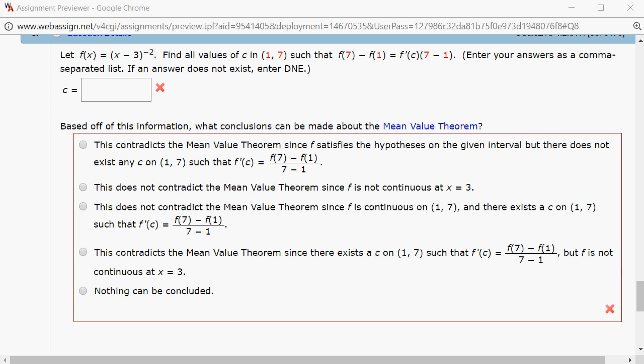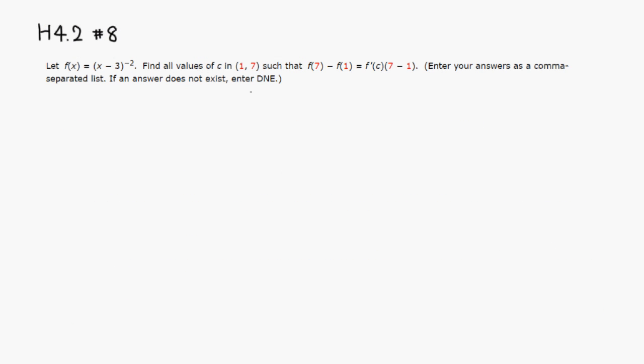Alright, let's look at homework 4.2, problem number 8. Let's see if we can find C guaranteed by the mean value theorem without checking the hypotheses. Here I can rewrite this in the form that we are more used to: f prime of c is equal to f of 7 minus f of 1, all over 7 minus 1.